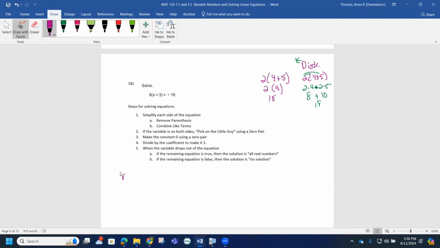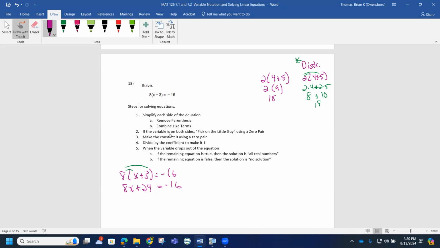So when I have this problem, 8 times the quantity x plus 3 equals negative 16, notice I want to simplify each side of the equation. And since the left side has parentheses, I want to remove those parentheses. And to remove those parentheses, this is where the distributive property comes into play. You want to multiply each term by that 8. So if I do the math, 8 times x becomes just 8x. And then 8 times 3, so this is going to be plus then 8 times 3, which is 24. So it turns into these 2 terms here, but notice how these 2 terms cannot be added together. Equals negative 16.